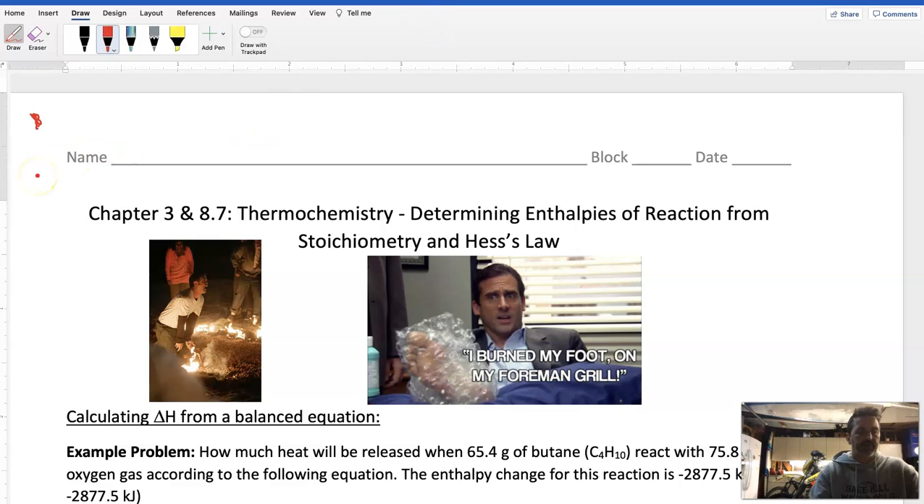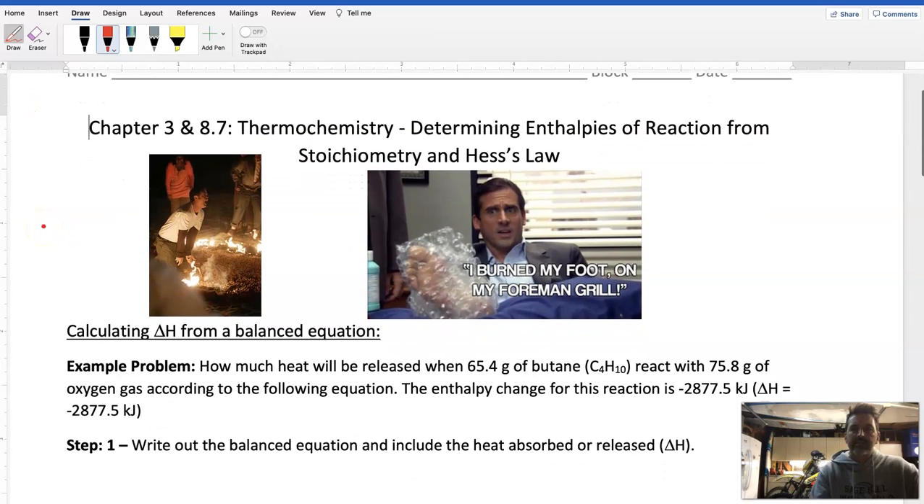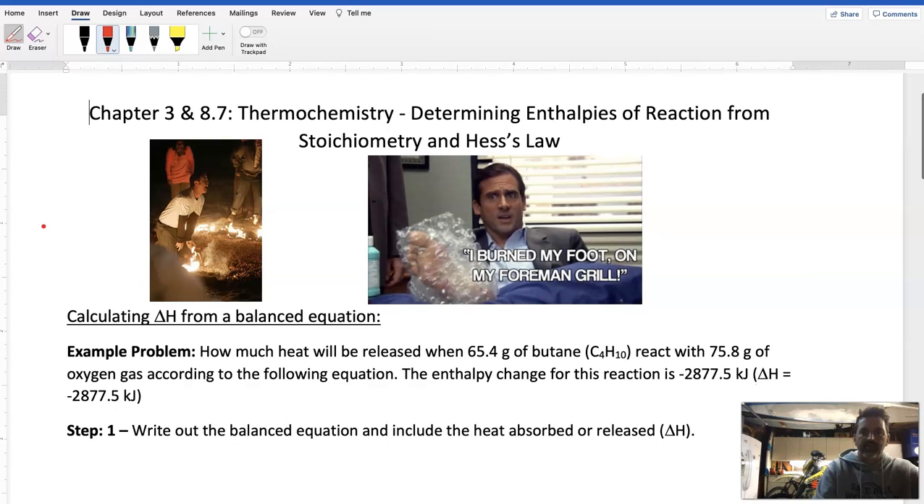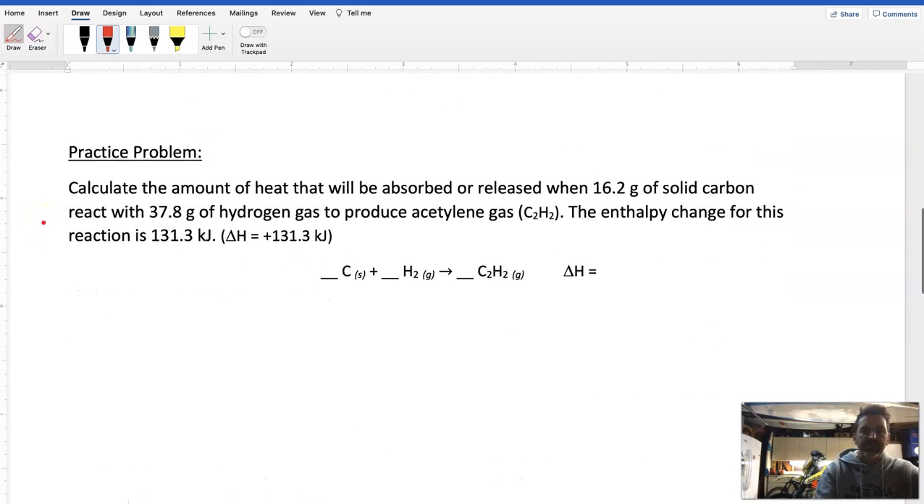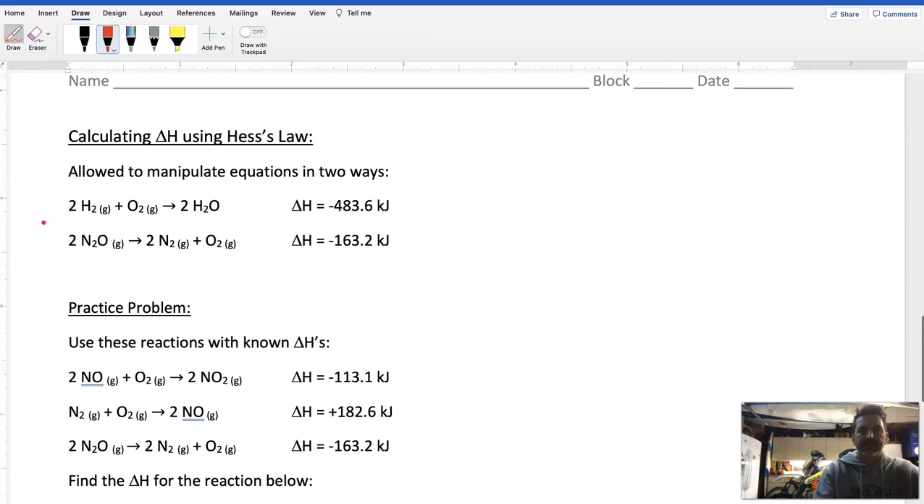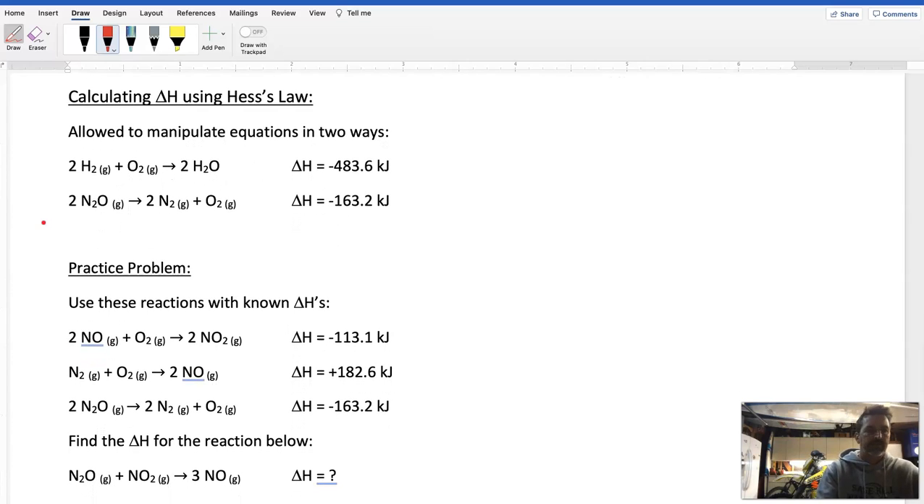All right, so what we're going to be talking about today is calculating the heat of a reaction using a slightly different method. I know yesterday or Monday we talked about calculating the heat using stoichiometry. So that was the first page. Now we're going to go to the back side of this note sheet and talk about another way to calculate the heat of a reaction, and that's using something called Hess's law.